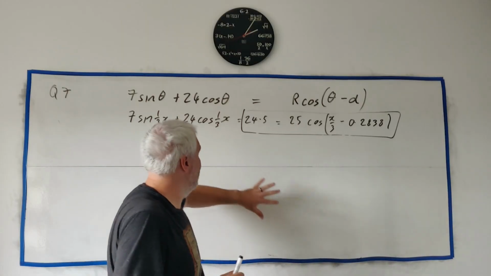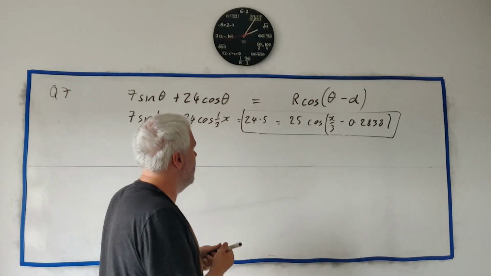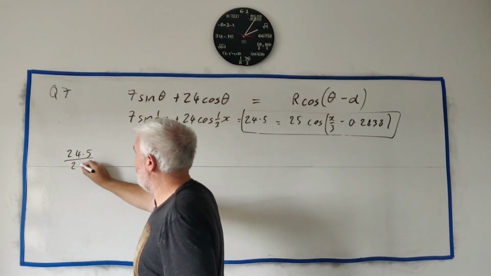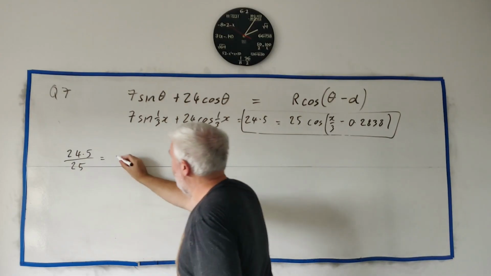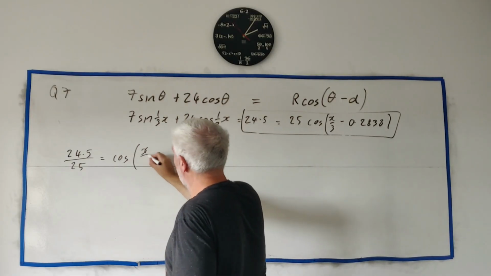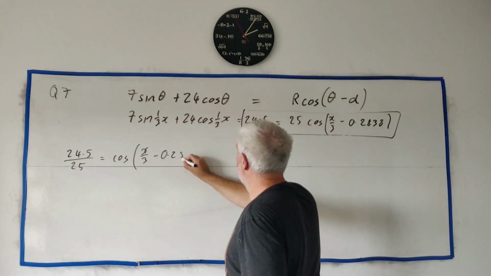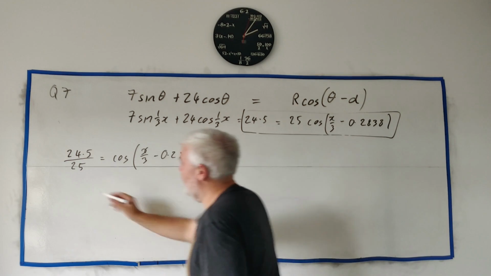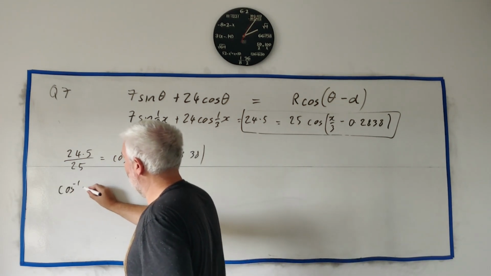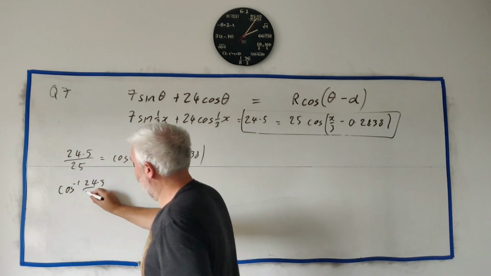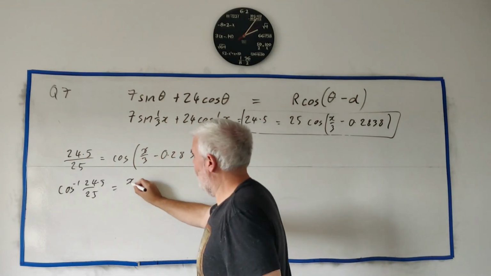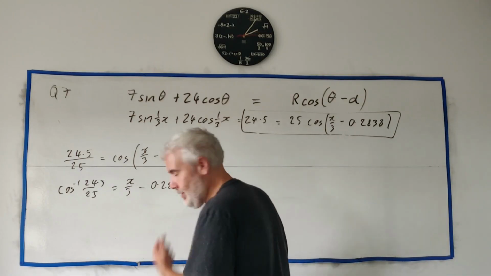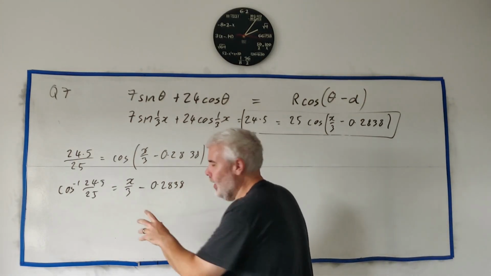Let me start over a little bit. We're just going to solve this equation. Let's rearrange some things. We'd get 24.5 divided by 25 is equal to cosine of x over 3 minus 0.2838. Take the inverse cosine of both sides. We get the inverse cosine of 24.5 over 25 is equal to x over 3 minus 0.2838. We can stay solving this.